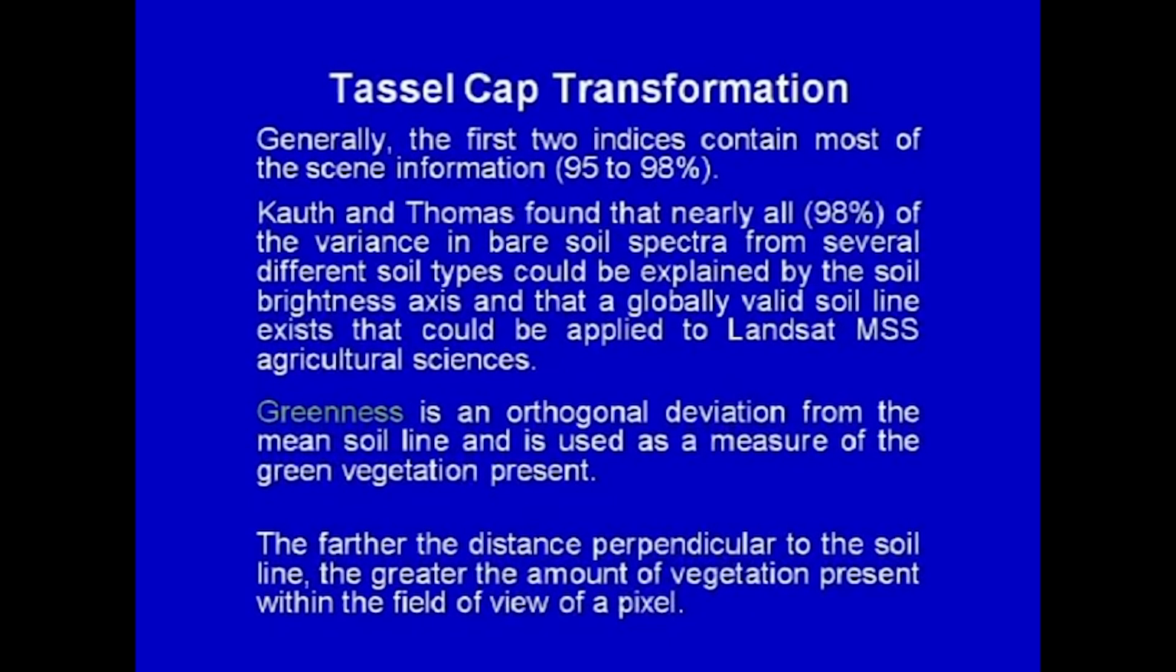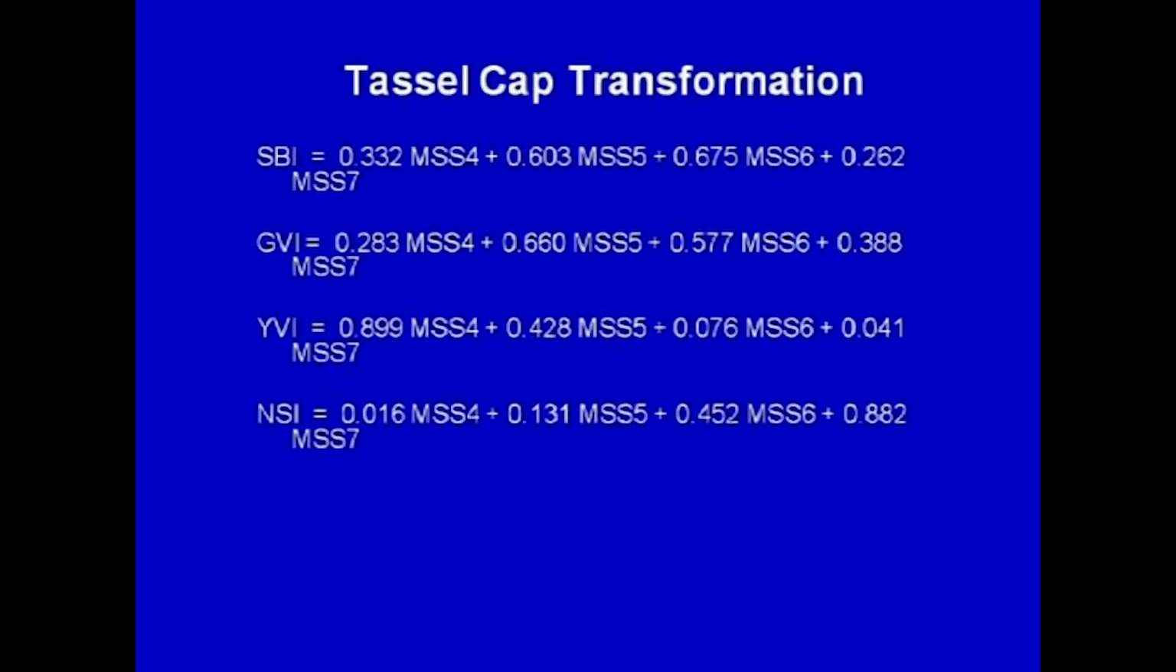Greenness is an orthogonal deviation from the mean soil line and is used as a measure of green vegetation presence. Further the distance perpendicular to the soil line, greater is the amount of vegetation present within the field of view of a pixel. So, based on this, the four axes were defined and correlated to the four MSS bands data as being given by these equations.